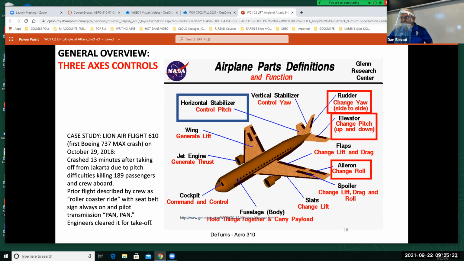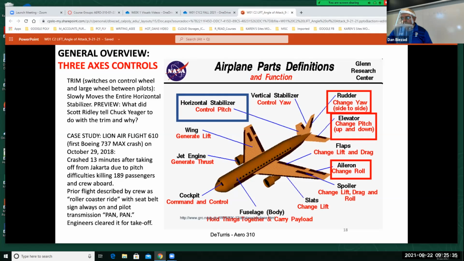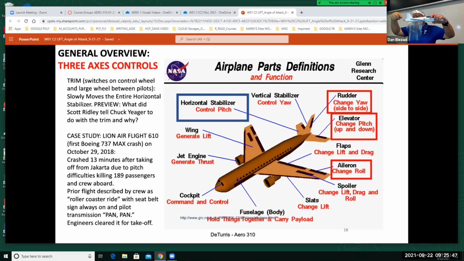So the horizontal stabilizer is a key thing in almost all the accidents we're going to talk about, and there's a lot of misinformation about how that works. The rudder is the vertical. The vertical stabilizer has a thing on it called the rudder, and the rudder acts like the elevator. It moves back and forth. The vertical stabilizer does not move. Only the rudder moves. But it can have a trim tab also.